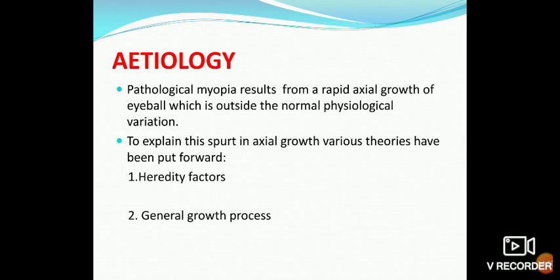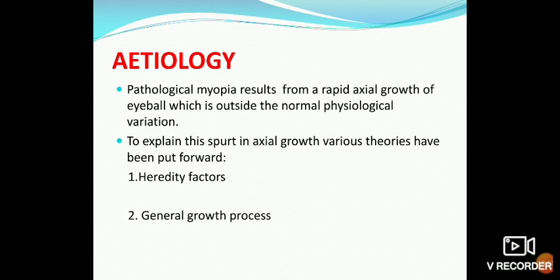normal physiological variation. In school myopia or simple myopia, there is also increase in the axial length of the eyeball, but this growth in the axial length is within the normal limit, remember. But what happens in pathological myopia, there is rapid growth of the eyeball and it is outside the physiological limit. Remember, this is the difference.